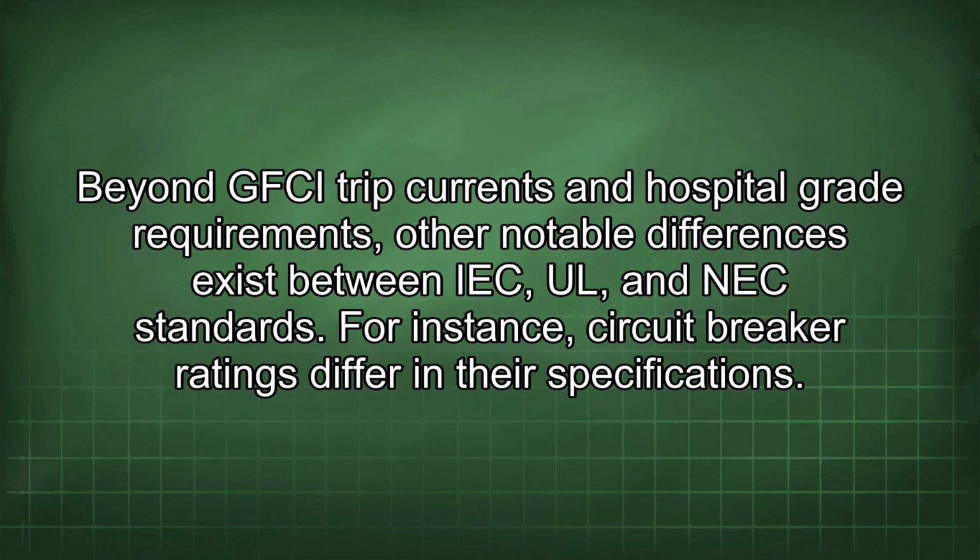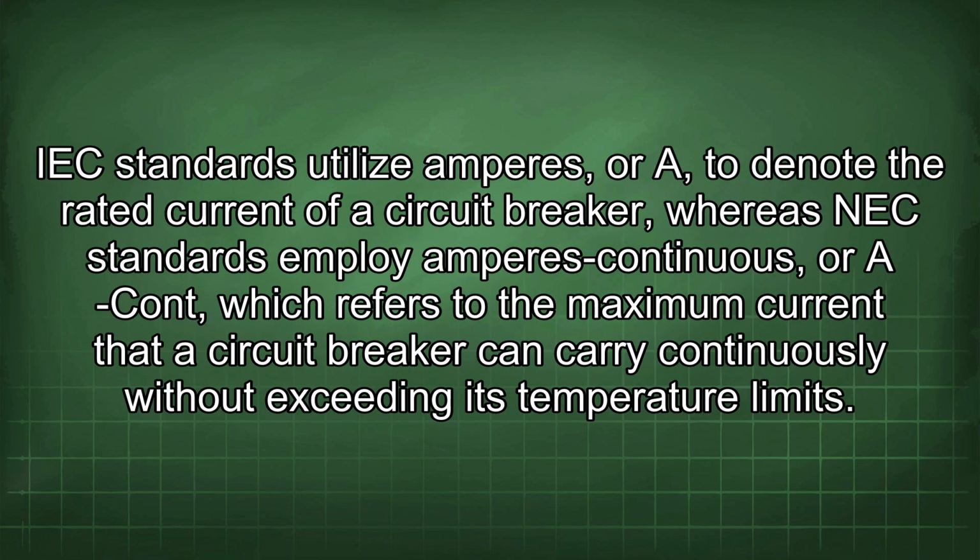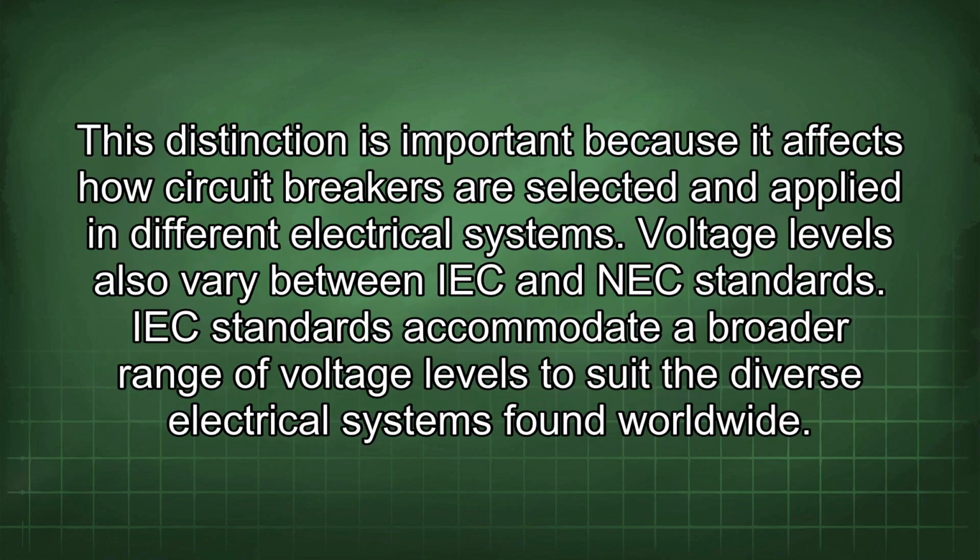Beyond GFCI trip currents and hospital-grade requirements, other notable differences exist between IEC, UL, and NEC standards. For instance, circuit breaker ratings differ in their specifications. IEC standards utilize amperes, or A, to denote the rated current of a circuit breaker, whereas NEC standards employ amperes continuous, or cont, which refers to the maximum current that a circuit breaker can carry continuously without exceeding its temperature limits. This distinction is important because it affects how circuit breakers are selected and applied in different electrical systems.